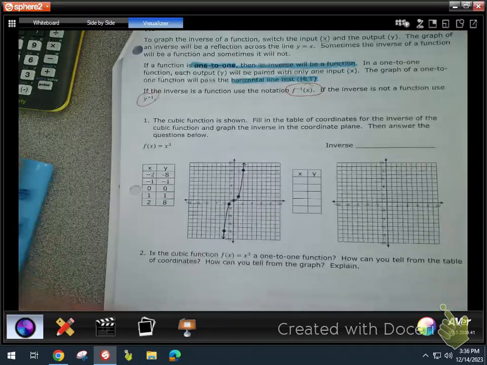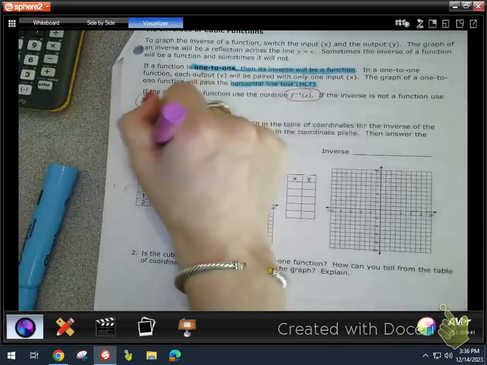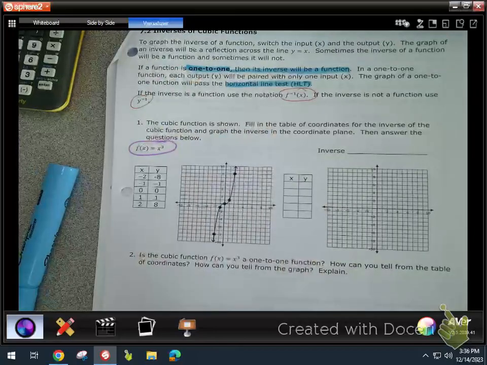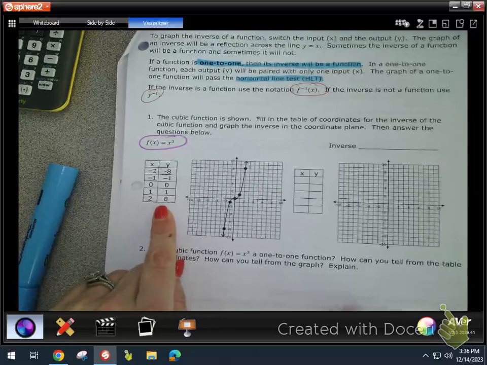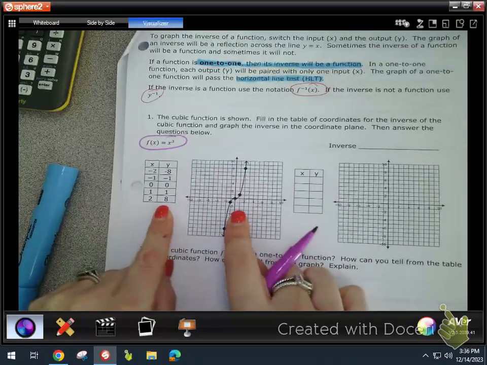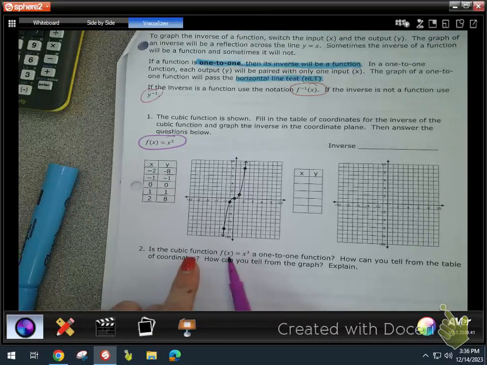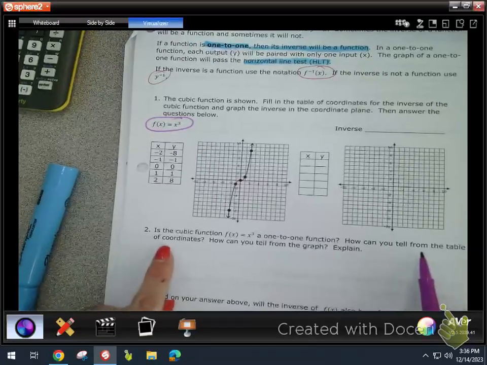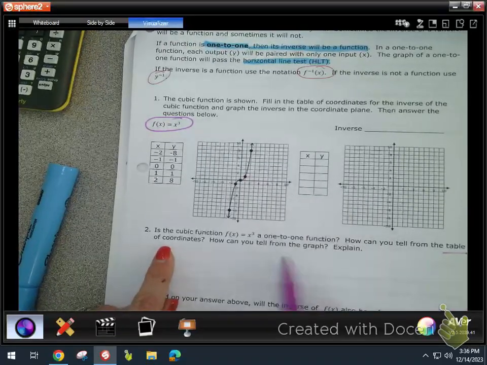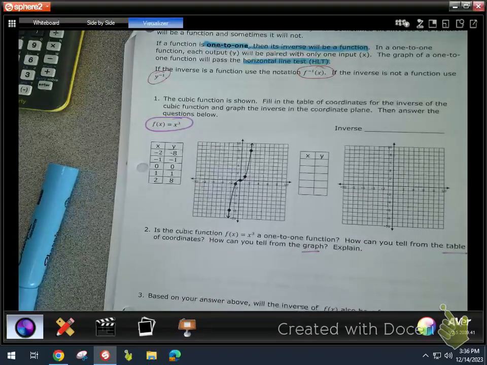So here's our first parent function we're going to look at is the cubic parent function. We did this last time. We transformed it. We talked about its features. We talked about its critical points. Here's what the graph looks like. All is fun with that. So the first question is the cubic function a 1-to-1? So if I look at this guy, is it a 1-to-1? And I want you to be able to tell me from the table. I want you to be able to tell me from the graph. So yes or no, is it a 1-to-1?